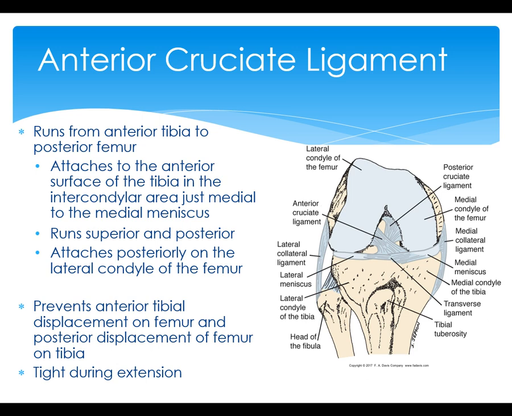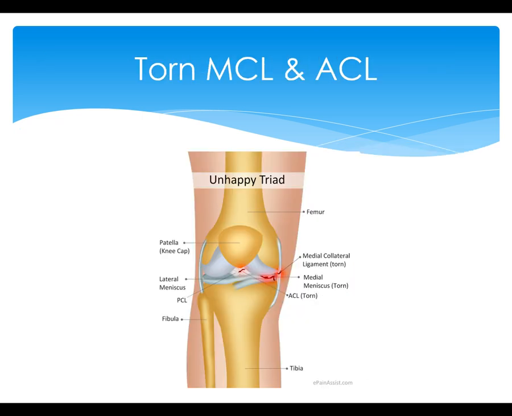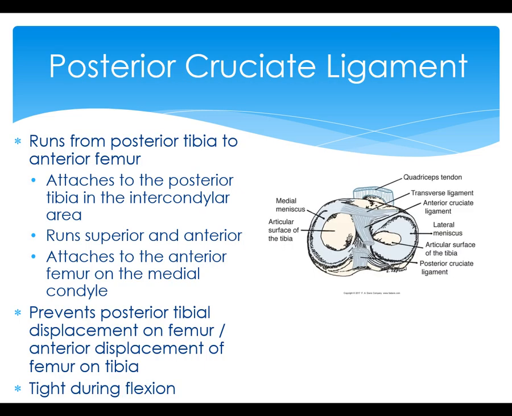Here's an example of a torn ACL, and there's what's called the unhappy triad. When you have the triad, that also means you're getting a little bit of the medial meniscus as well. We'll talk about the meniscus in more detail in just a little bit. The posterior cruciate ligament runs from the posterior tibia to the anterior femur and prevents posterior tibial displacement on the femur and anterior displacement of the femur on the tibia. It is tight during flexion. Because most of our injuries happen during an extension phase, the ACL is more affected and more injured than the PCL.